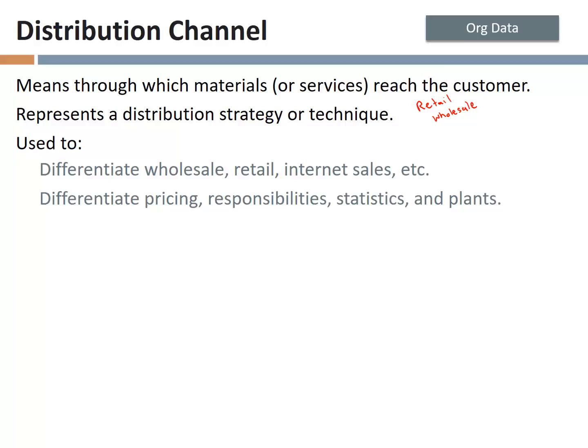Now, why do we do this? It's important for us to realize here the why of all of this. What distribution channels give us the ability to do is, first of all, we can differentiate pricing. If we want to sell at one pricing scheme to retail customers and a different pricing scheme to wholesale customers, designating them as different distribution channels gives us a way to do that.